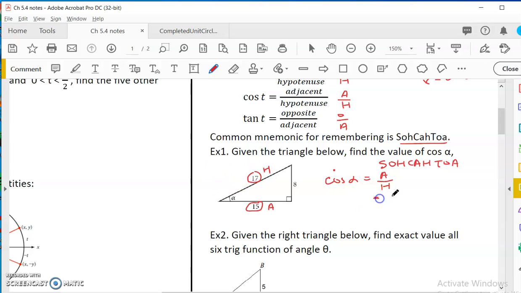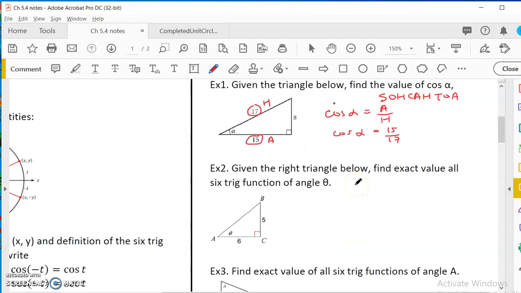So we would write that is equal to 15 over 17, and that's the exact value of cosine alpha. Okay, we call it the exact value. Example 2.